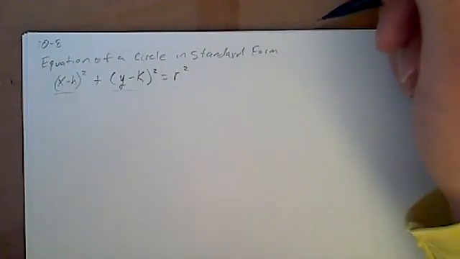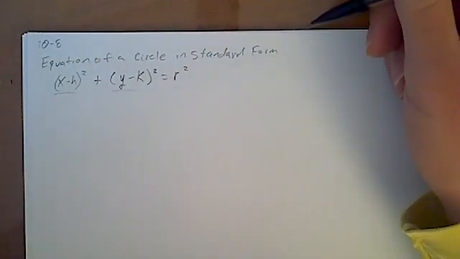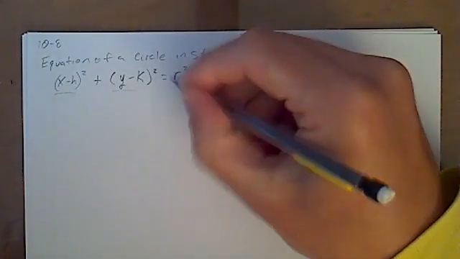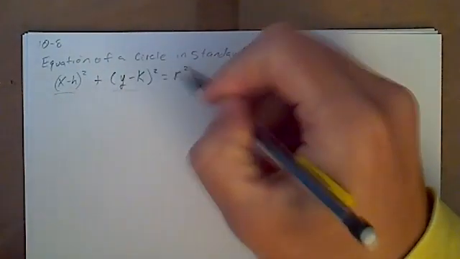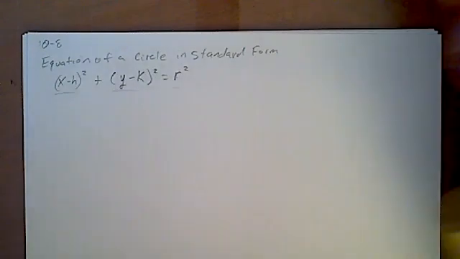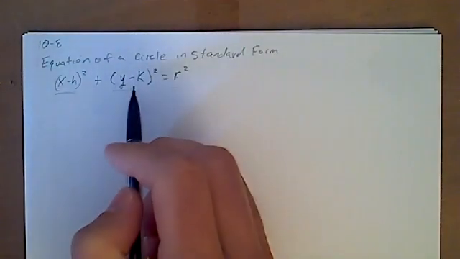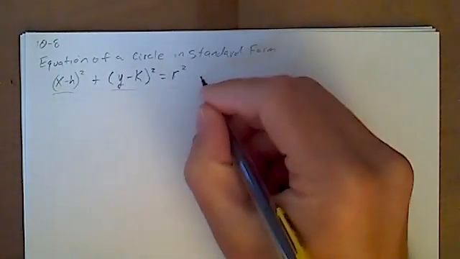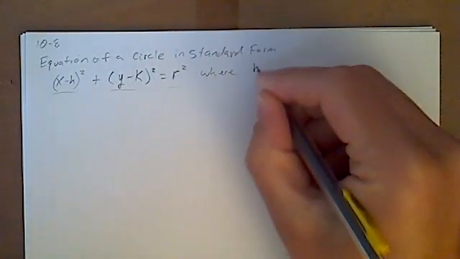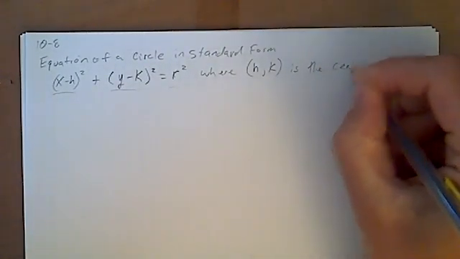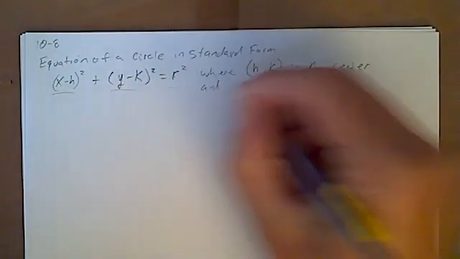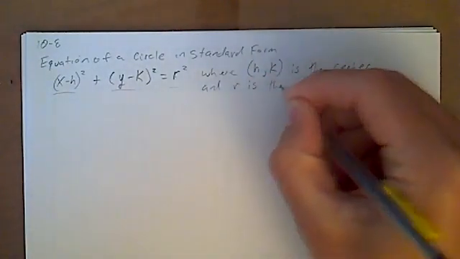Now, why is that the case? Our definition of a circle is the set of points equidistant from the center, and that distance is r. That equidistance is r. So all this is setting up is a distance formula of all the points that are the same distance from the center. So our equation, (x minus h) squared plus (y minus k) squared equals r squared, where (h, k) is the center and r is the radius.